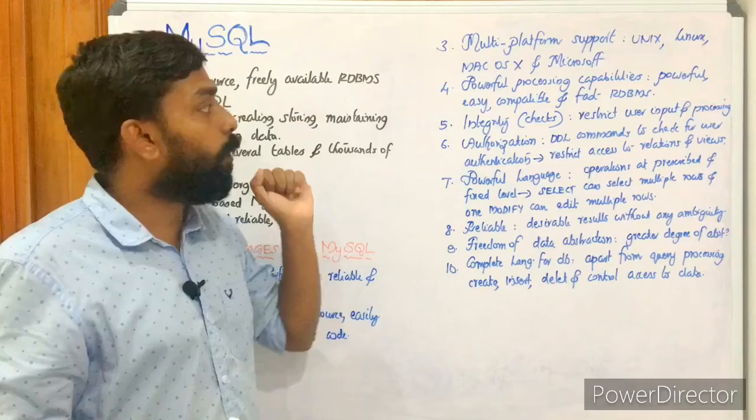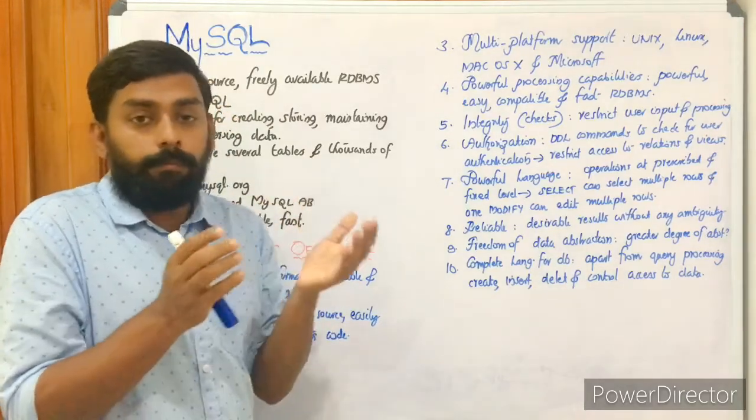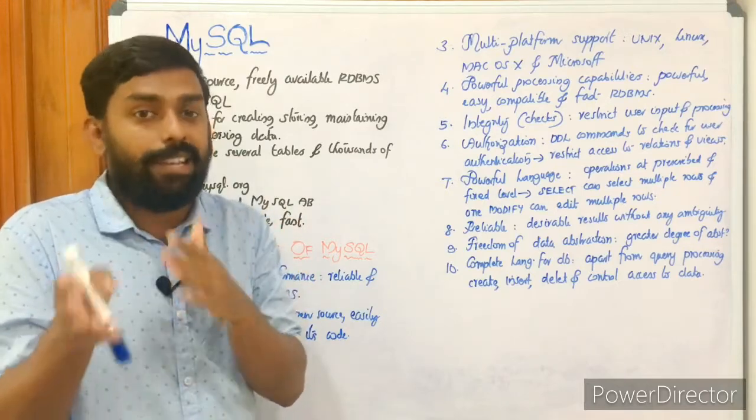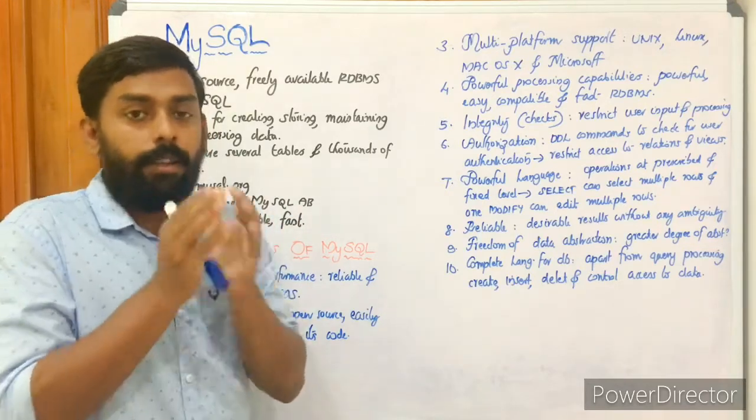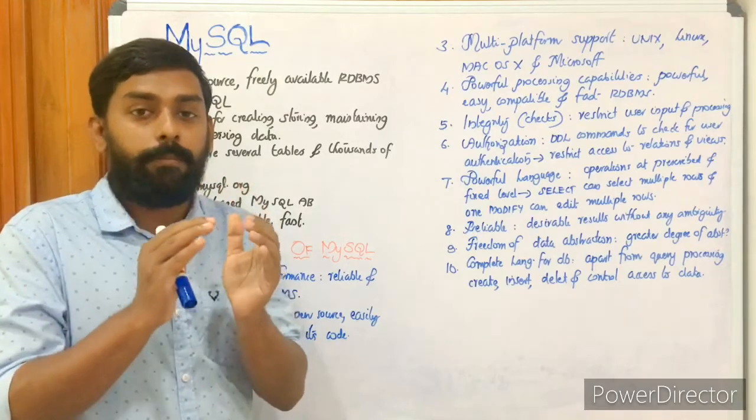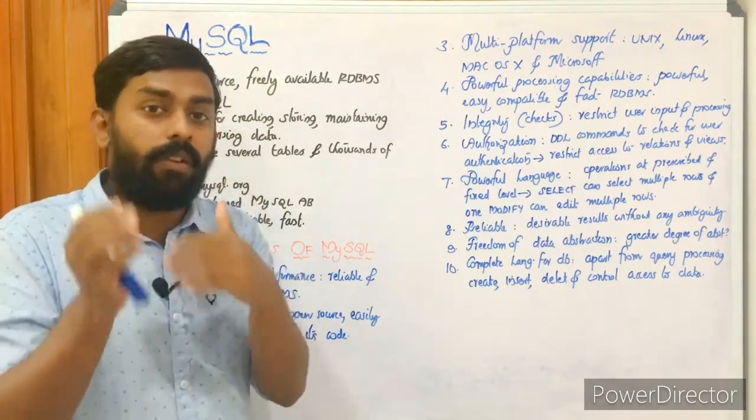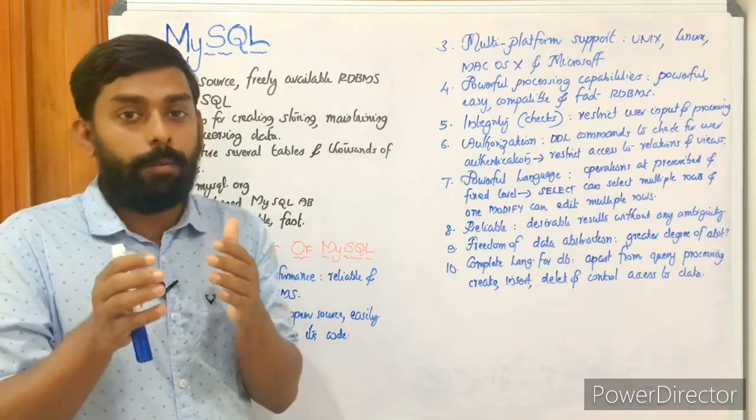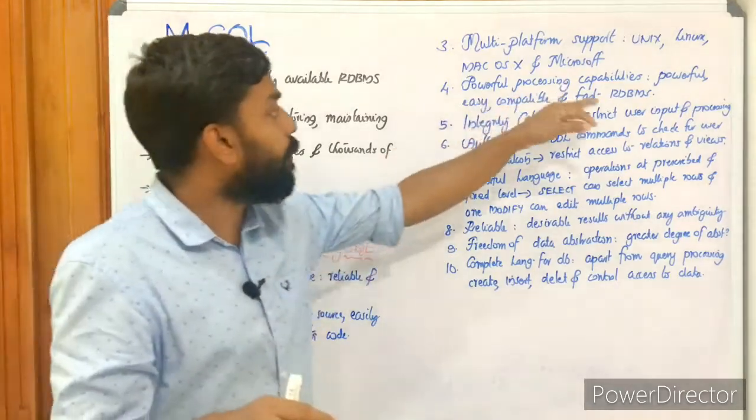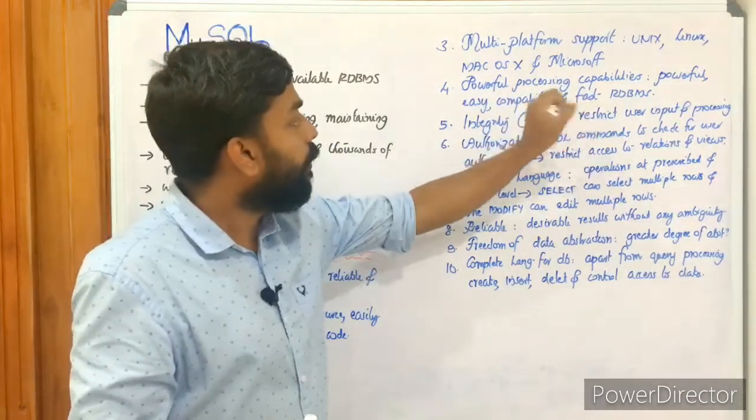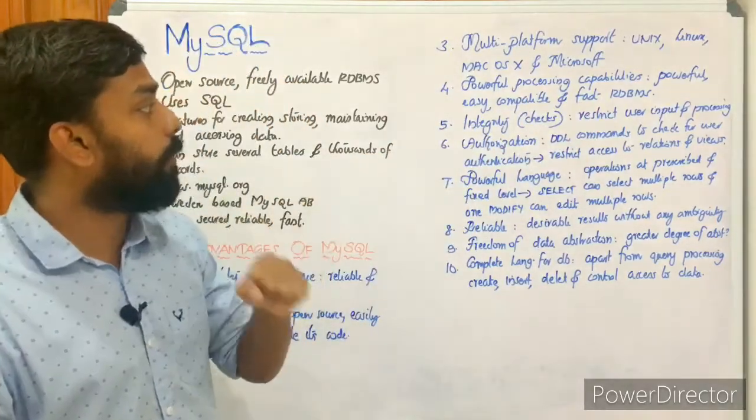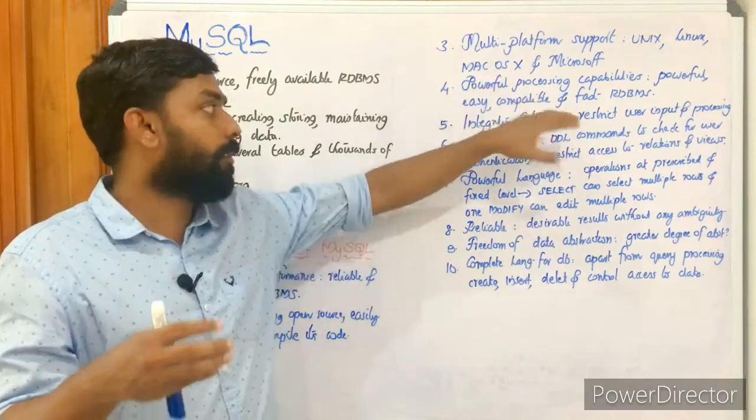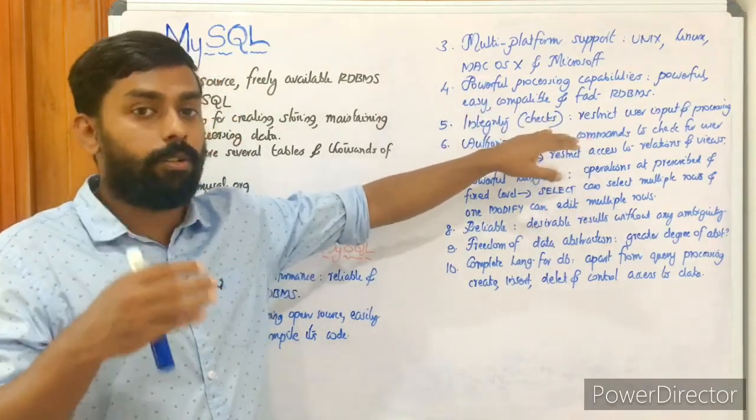Then the fourth one is powerful processing capabilities. We know it has both structural or definition-wise as well as data-wise processing capabilities. When we use DDL commands, it can perform on the structure or definition of the database or the table. But when we perform DML, data manipulation language commands, it performs on the data. So it's a powerful, easy, compatible and fast relational database management system.